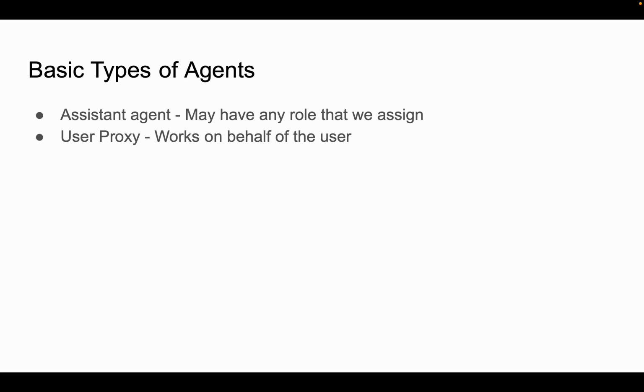Now in AutoGen, we have a few different types of agents available. One is the assistant agent. The assistant agent will act as any role that we assign. For example, an assistant agent can act as a reader, or maybe it can act as a writer, or it can act as an editor.